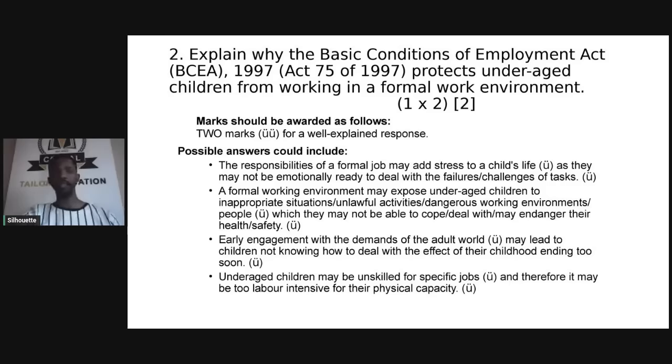And then an early engagement in the demands of adult life or the adult world. And that's why we are protecting them. They are still too young. You qualify it because they may lead the children to not knowing how to deal with the effects of their childhood ending soon. Or underage children may be unskilled in a specific job. That's why you need to protect them, and therefore it may be too labor intensive for their physical capacity. So they may not be able to physically do whatever work demand is required of them. So those are just examples. I just want to reiterate now that these are past question papers. This is not the scope of the LOCAT that you'll be writing on the 2nd of September.